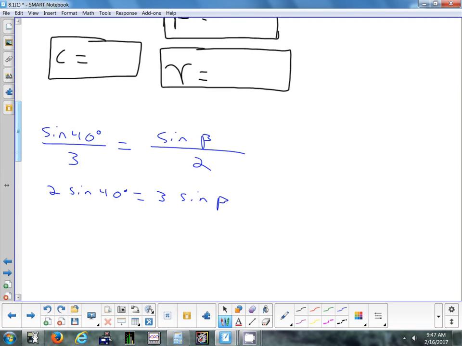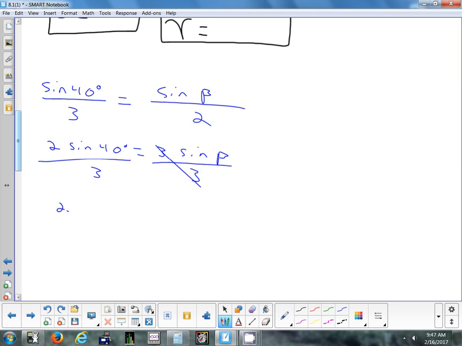What's my next step? Divide by 3. Remember, we can't divide by a function. That's a word. Divide by 3. So divide each side by 3. So now we have 2 sine 40 divided by 3 equals sine beta. But I want beta, not sine beta.